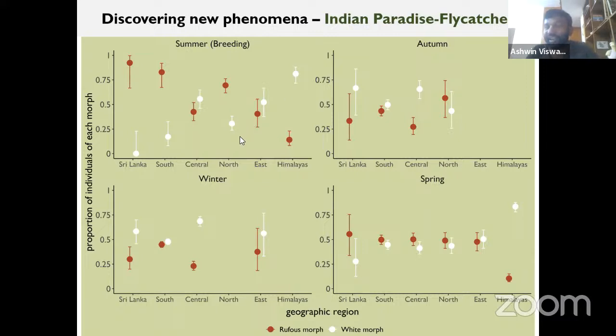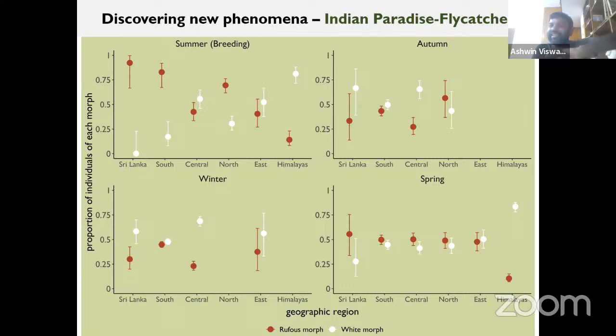So actually, it looks like this rufous and white is more a geographic thing. Based on the breeding areas, in the south and Sri Lanka, almost all the breeding males are rufous males. In the north, it's almost only white males. In the middle, both rufous and white males are there. Now, what does this mean? This clearly shows that it's not only an age thing. Even birds that are very old in the south and are breeding are rufous. Birds in the north are almost never rufous while breeding.